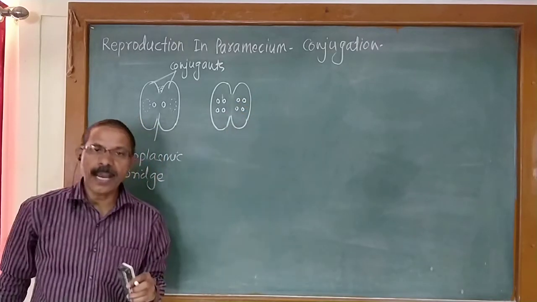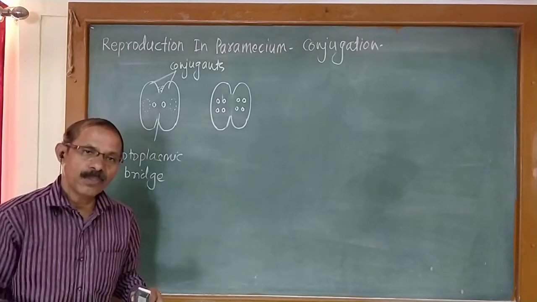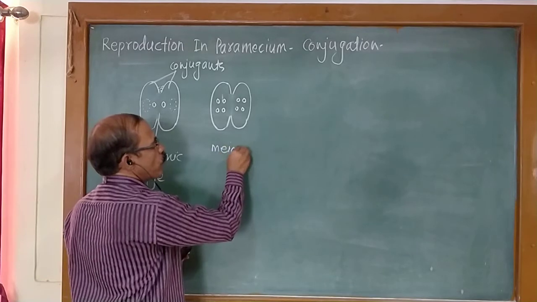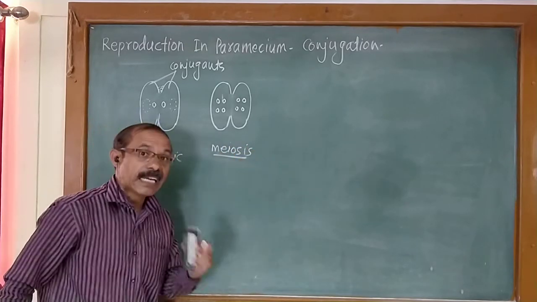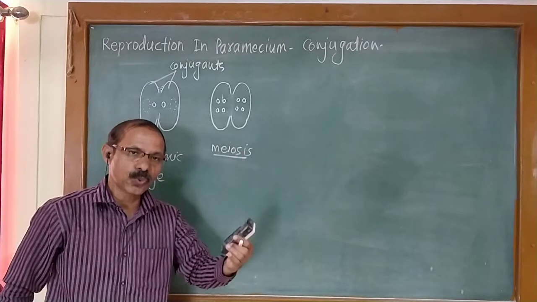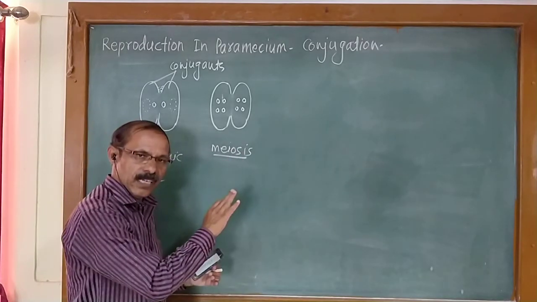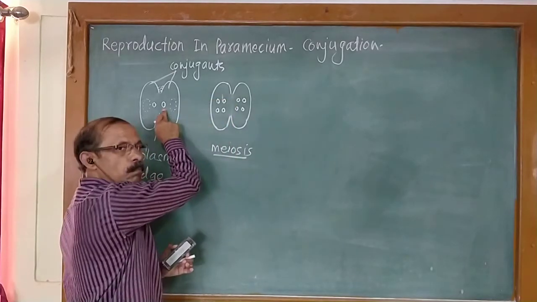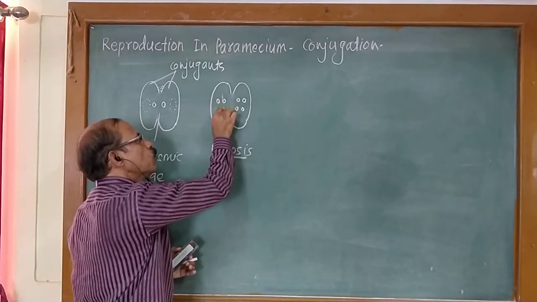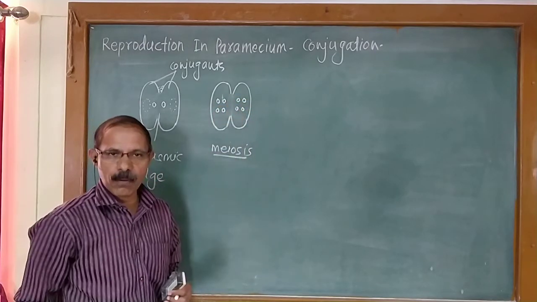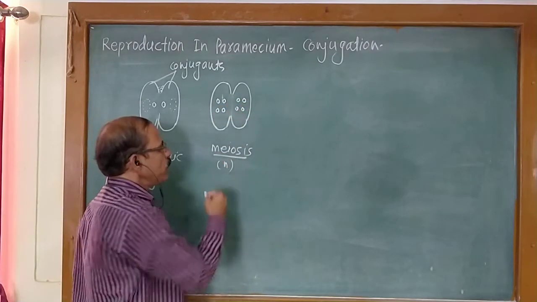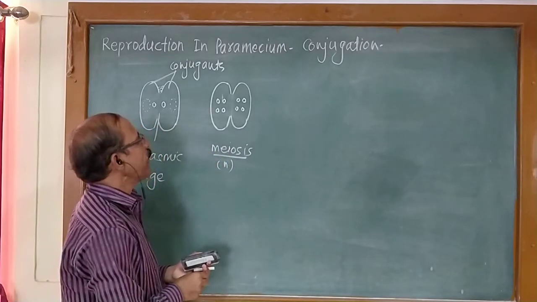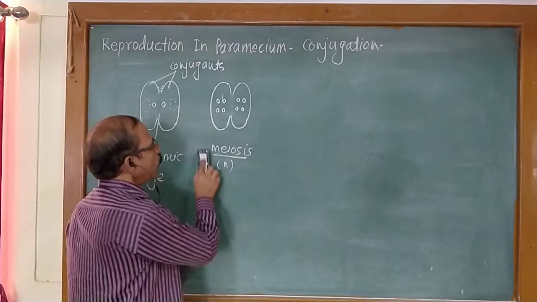The micronucleus divides twice, and one of the divisions is meiotic division. Meiosis is called reductional division, in which the chromosome number is reduced to half. By this way, from a single micronucleus, 4 haploid nuclei form. Haploid means that due to the meiotic division, the chromosome number is reduced to half. And now what happens?